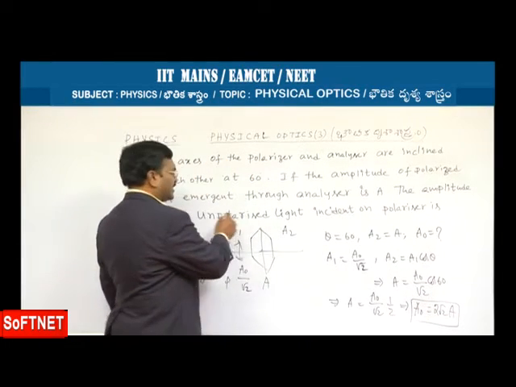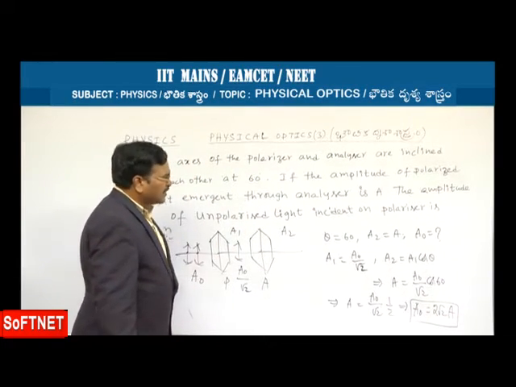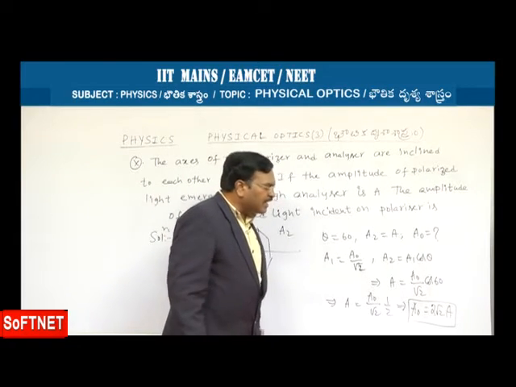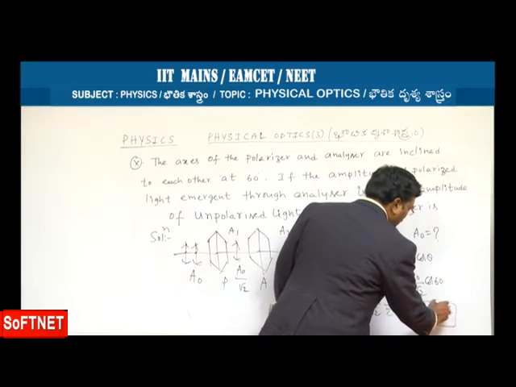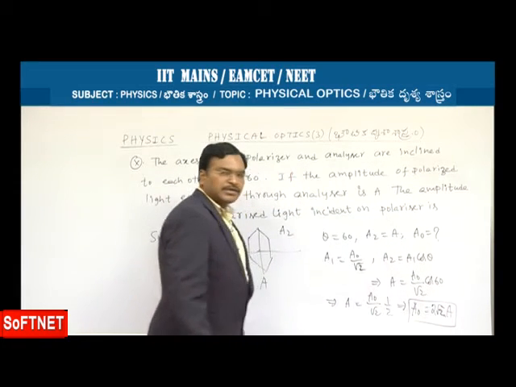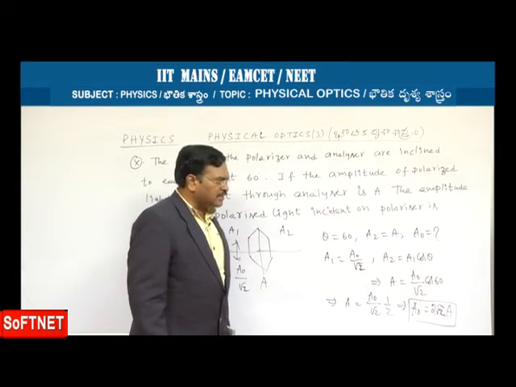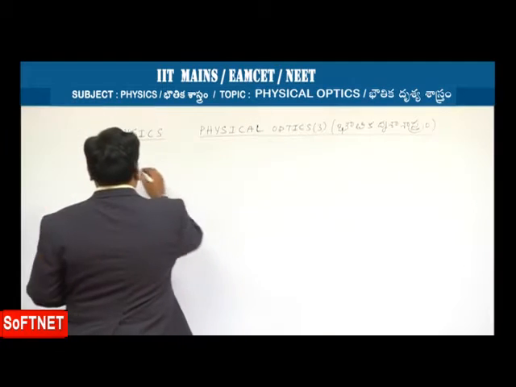We wanted to calculate the amplitude of unpolarized light. What is the answer? A naught is equal to 2 root 2 A. That is the answer, and that option is there. Next question.